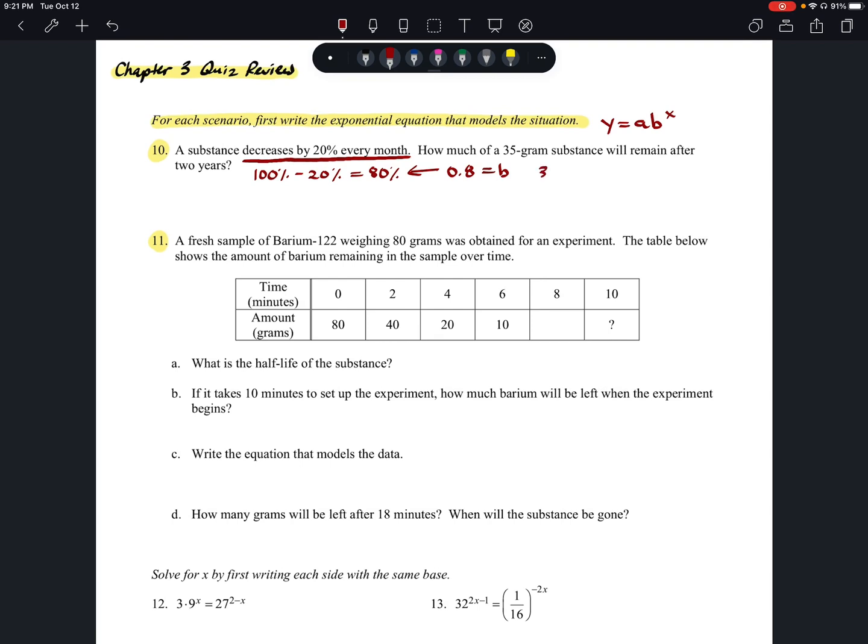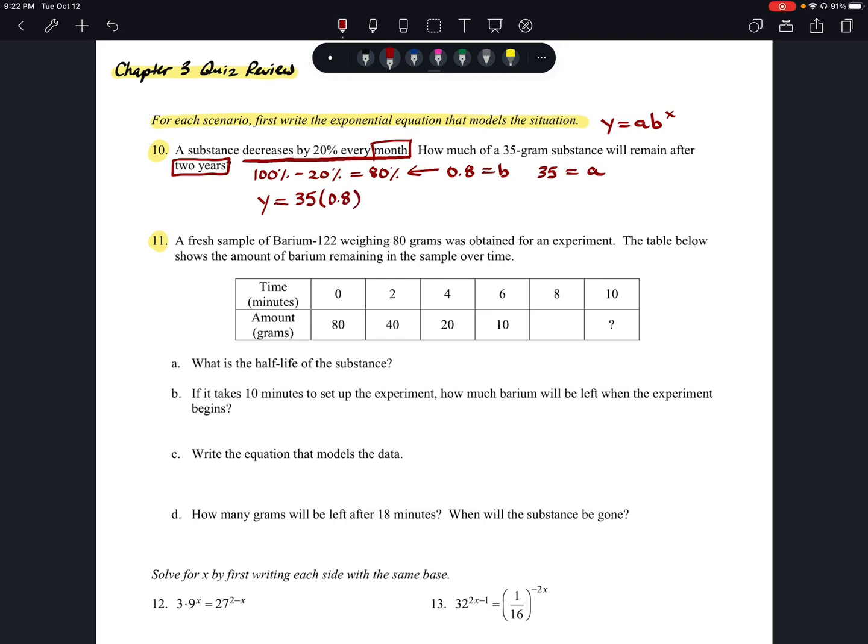All right, so 35 grams would have to be our starting value. Then we're going to look at setting it up here. Remember, it's losing 20% every month, but they're asking us how much we're going to have left after 2 years. So we'll start out here, y is equal to 35 grams. Each month, we're still going to have 80% of it left, right?